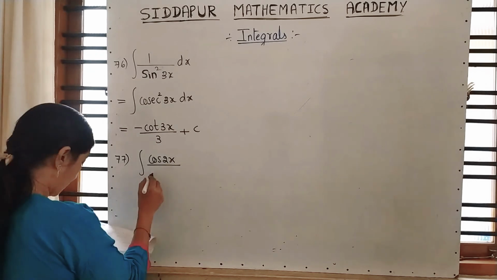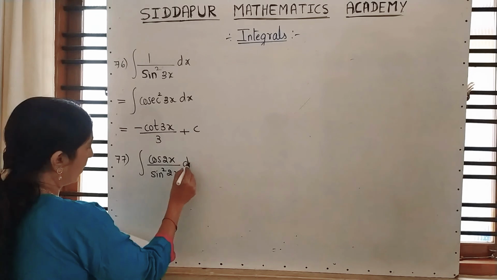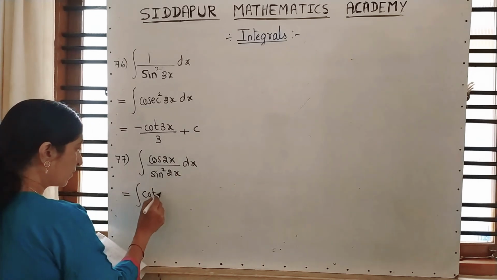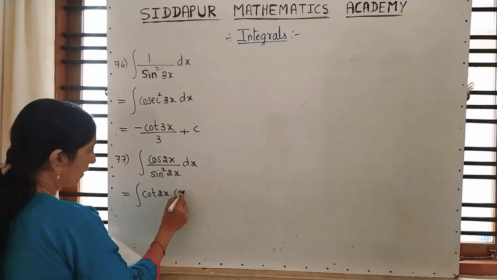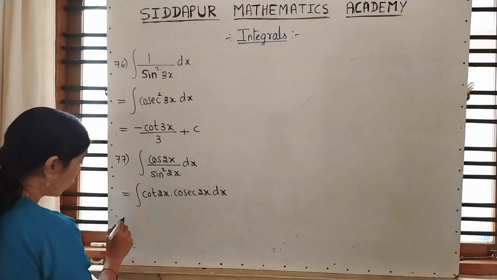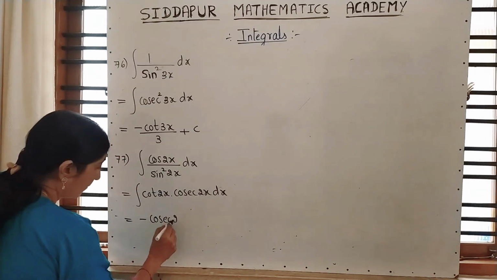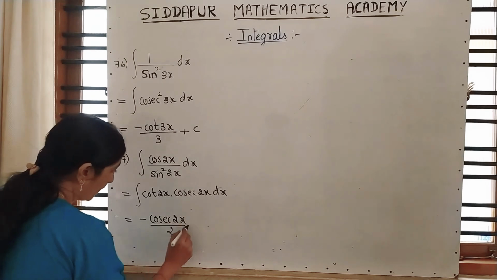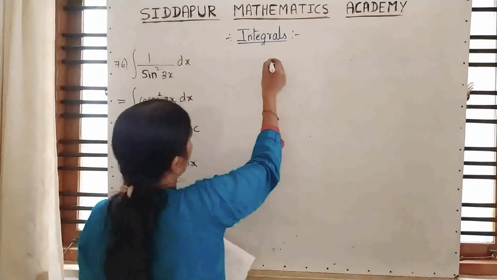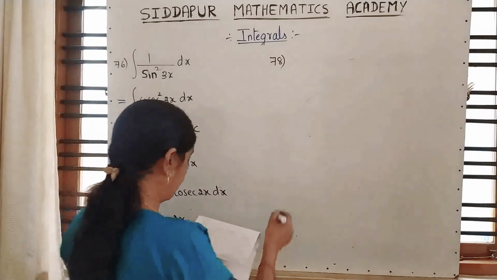Cos 2x divided by sin square 2x. See, cos by sin square is cot into cosecant. What is the integration of cot into cosec? Go for standard. It is minus cosecant. And coefficient of x is other than 1. It comes in the denominator. Next, question number 78.